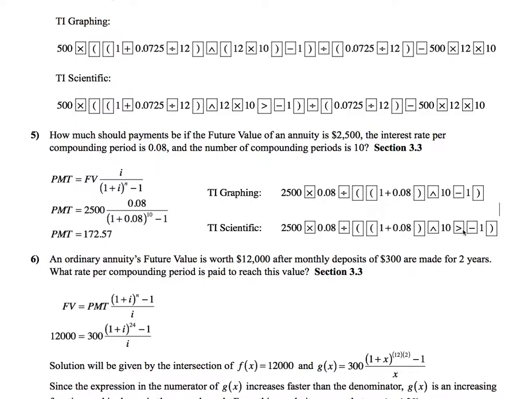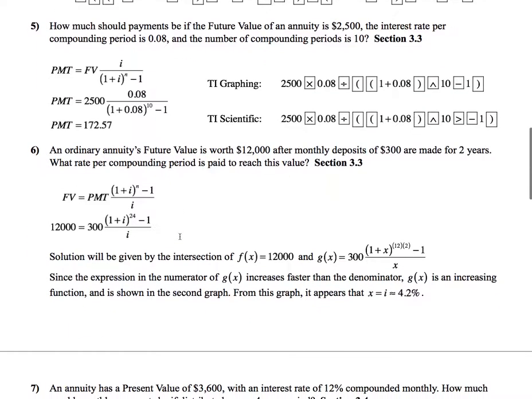So everything is the same except right here, once you take your entry line up into the superscript, you have to get out of it. You have to push the right cursor button on the scientific to get down to the base entry line. And again, you close the parentheses, hit enter, and so our payments are $172.57. So that's it for that question.